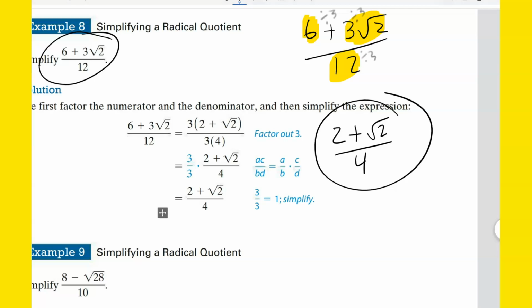That's my simplified answer. I cannot reduce it anymore because I can't touch that 2, right? All the terms have to be divisible by the same number. So I can't divide that term because it's under the radical. So I can't divide all 3 terms by the same number. So this is the simplest. This is the term that is simplified. And I can't simplify it any more than that.